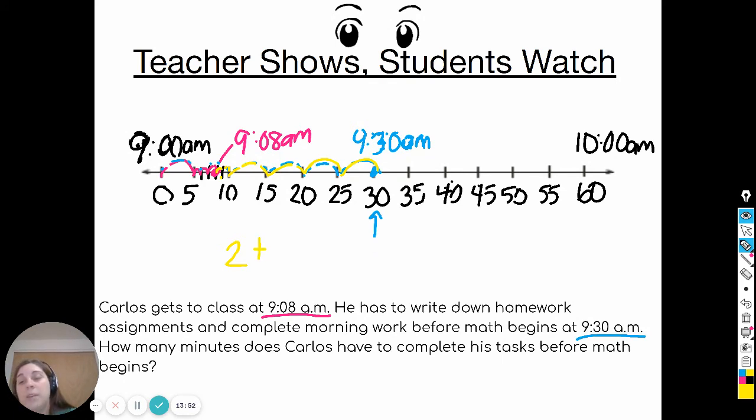So that's the 2 minutes to get to the 10, plus the 20 minutes to get to the 30. Well, 20 plus 2 is 22. So he has 22 minutes to write down homework assignments and complete morning work before math starts at 9:30.